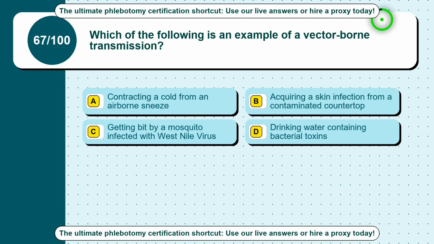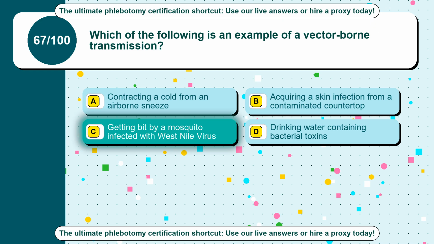Question 67. Which of the following is an example of a vector-borne transmission? Option A. Contracting a cold from an airborne sneeze. Option B. Acquiring a skin infection from a contaminated countertop. Option C. Getting bit by a mosquito infected with West Nile virus. Option D. Drinking water containing bacterial toxins.